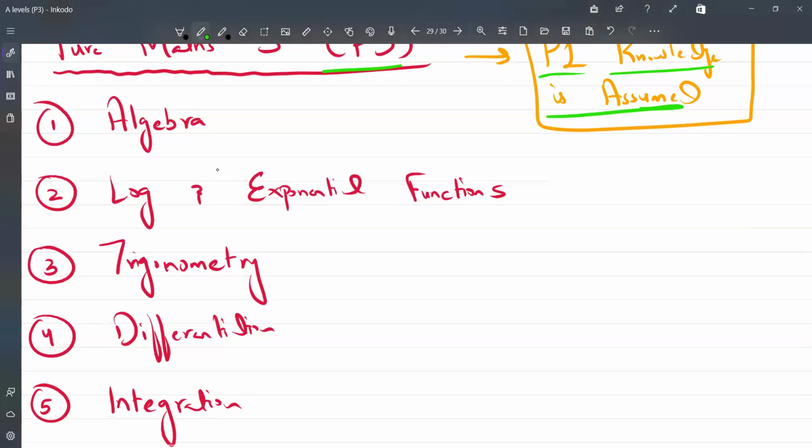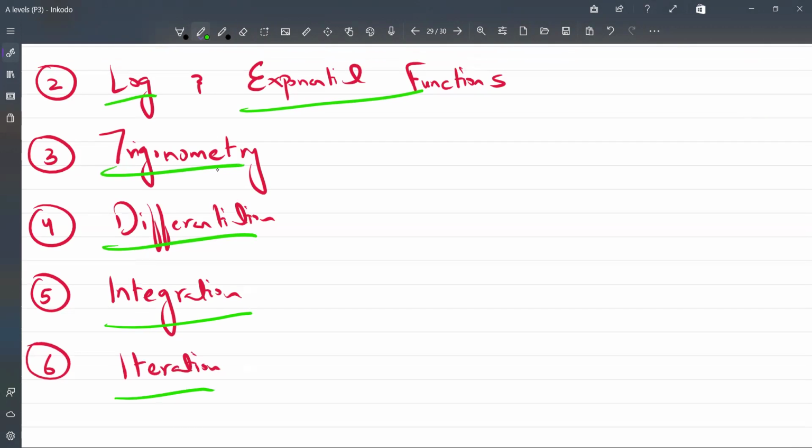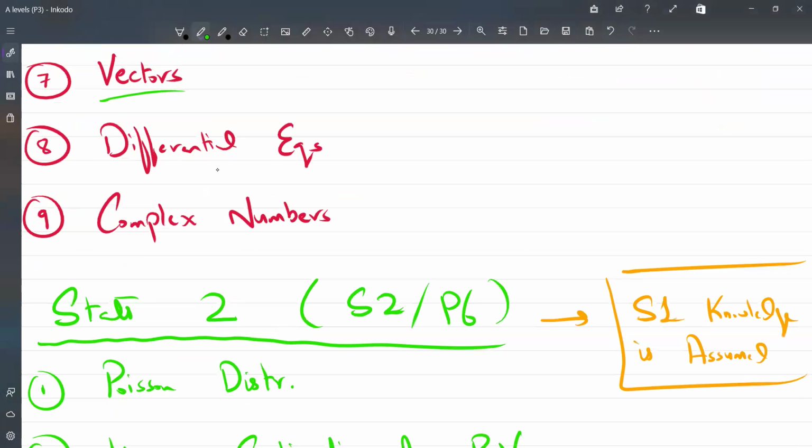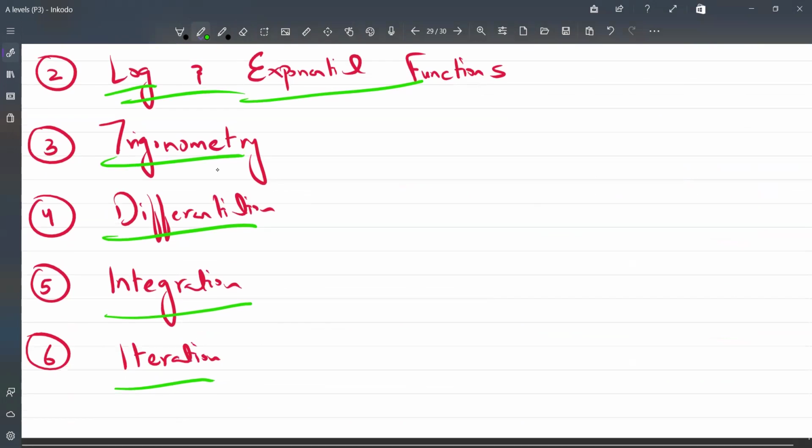So, in P3, we study algebra that contains topics like partial fractions and curves and the sketching of curves and all that, right? And then comes the chapter of log and exponential functions, trigonometry, differentiation, integration, iteration, and the last three chapters are vectors, differential equations, complex numbers. So you can see there are a number of new chapters included in the P3 syllabus, like vectors, differential equations, complex numbers, and algebra, logs, iteration.